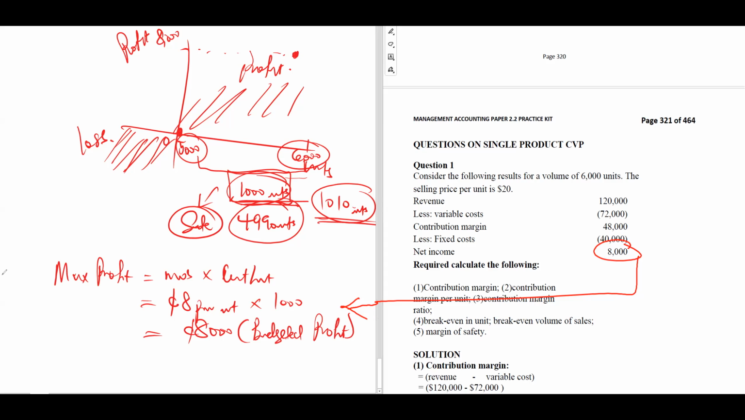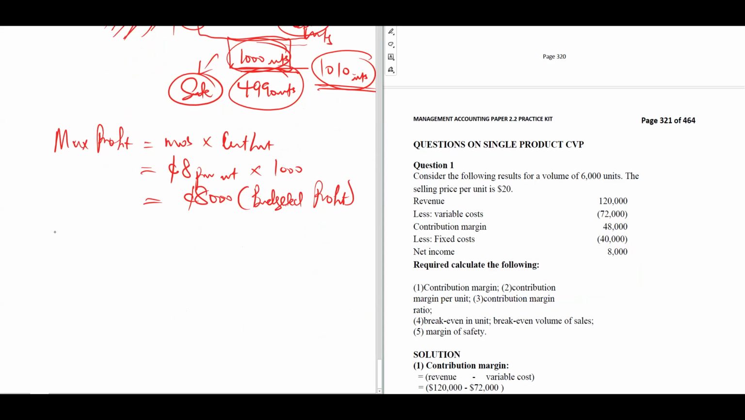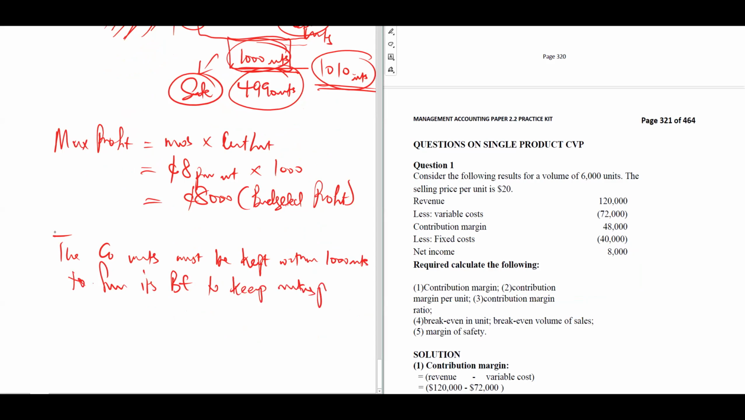Okay, so how do we interpret the margin of safety? We say the company's units must be kept within 1,000 units of its break-even point to keep making profits. Or the company's units must not fall by 1,000 units, to avoid making losses. If you want the margin of safety in percentage, what does it become?